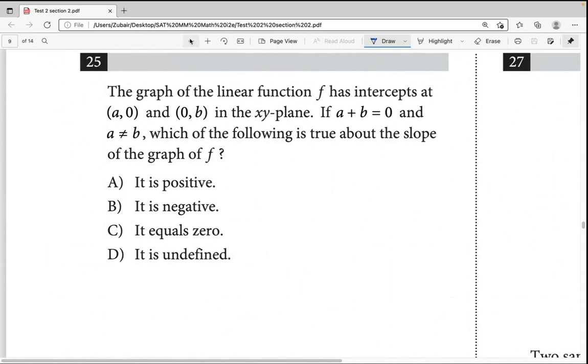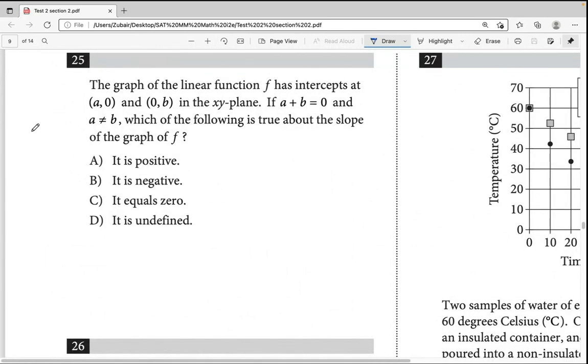The graph of linear function f has intercept at, am I right, Mahad? Wait, give me a second. I'm gonna rejoin on my alt because I have like 7 different friends on the server.